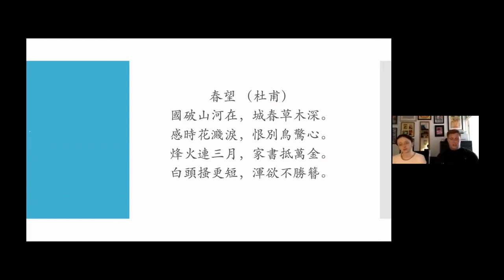The title of this poem is Chun Wang, and it is by Du Fu. Chun Wang can sometimes be translated as spring scene or spring vista. We'll talk a bit more about Du Fu as a poet, but for the beginning, Karina, would you like to give us a nice reading? Bearing in mind that this is in modern Mandarin pronunciation, we'll come to that.